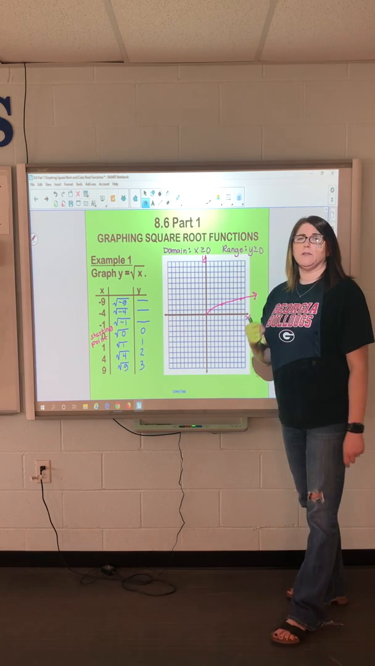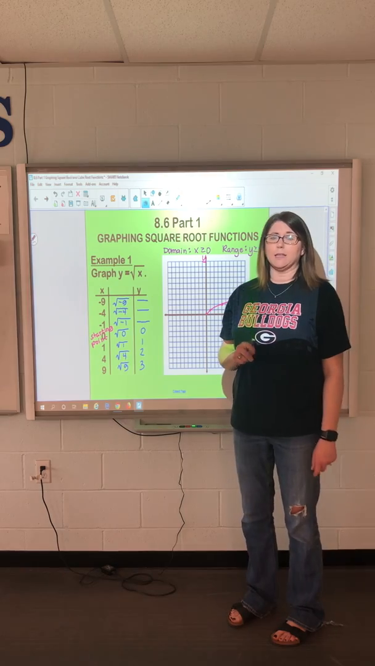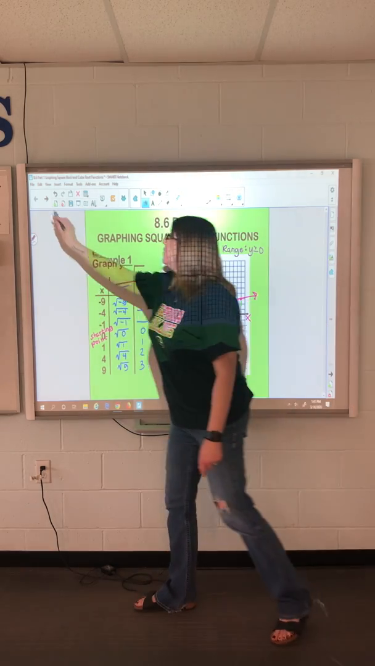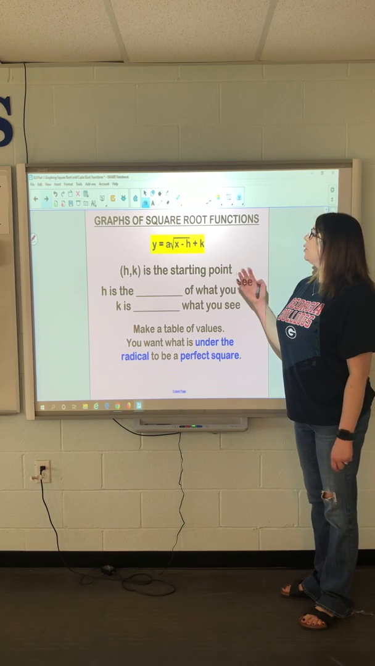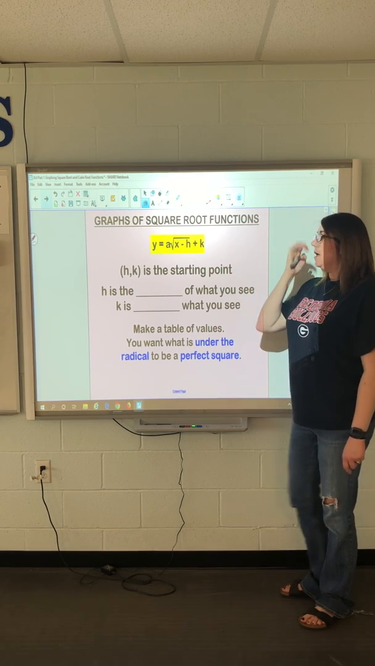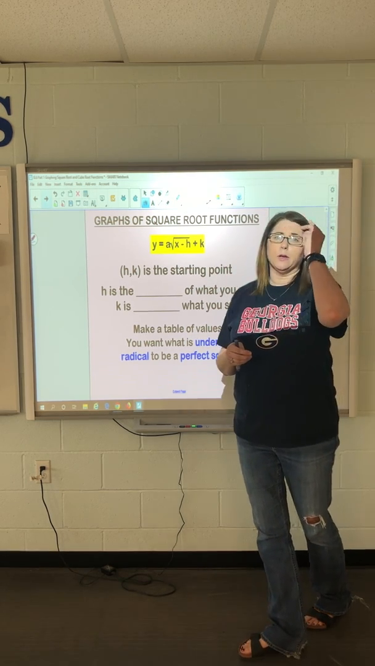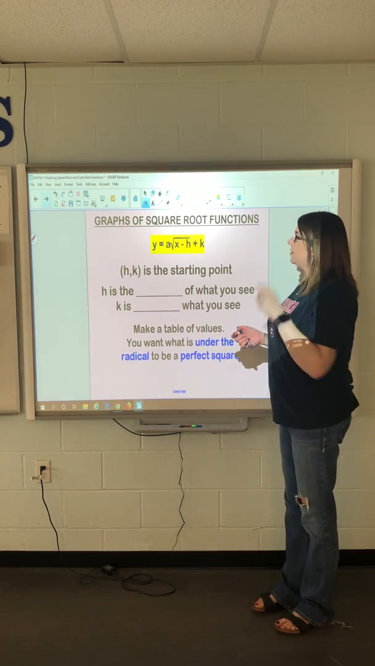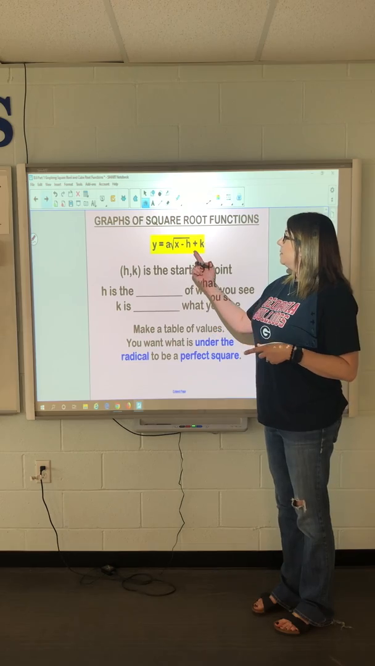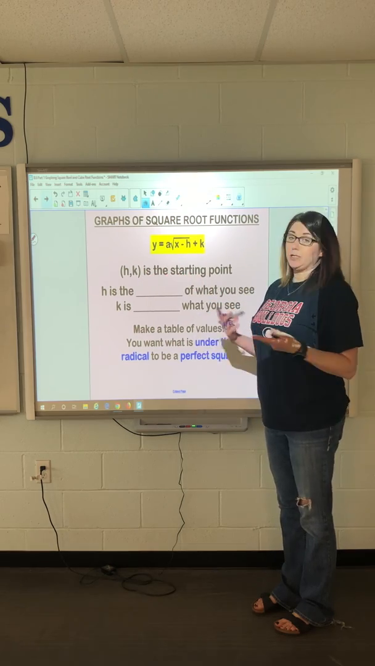So you can identify that domain and range whether you're looking at the graph or at the table of values. So this is standard form for our square root functions. A lot of these letters look familiar. We've dealt with the A, the H, and the K this year. So the H, K is your starting point.